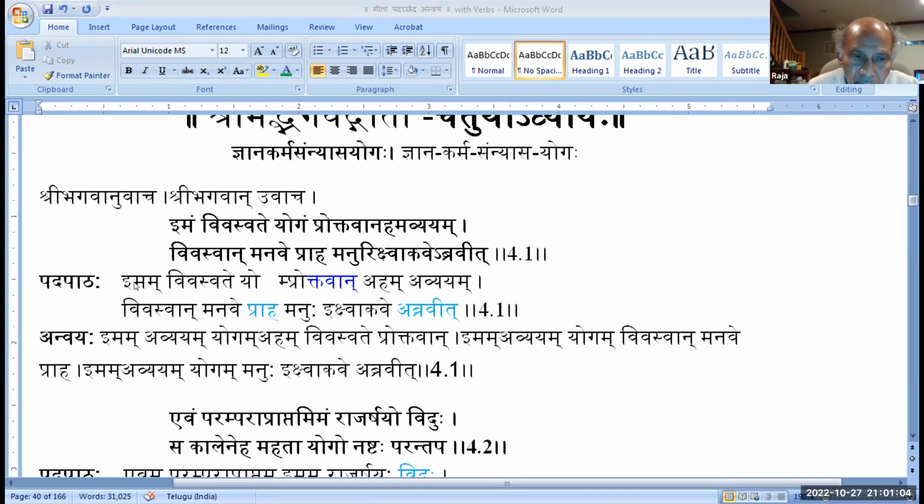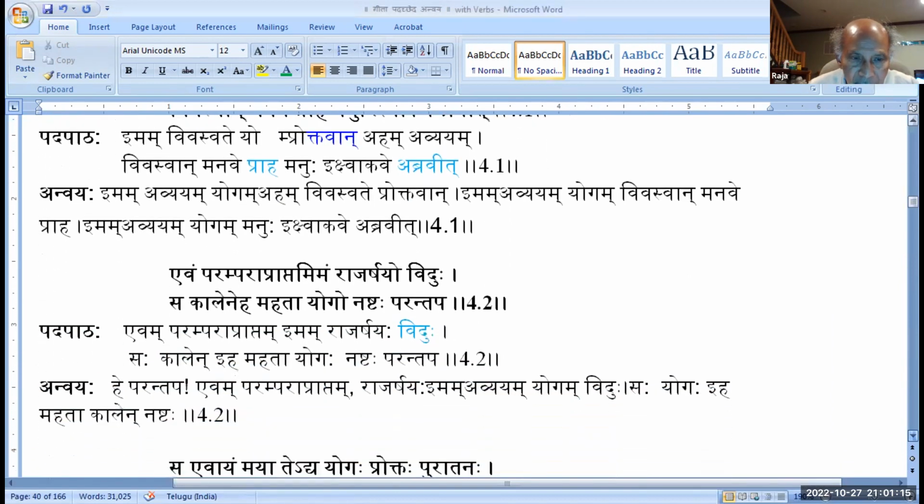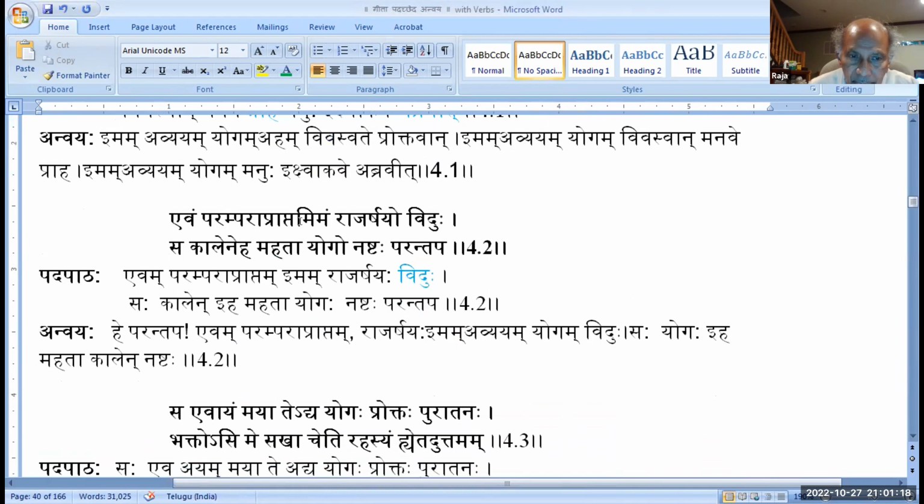Sa evayam maya imam vivasvate yogam proktavan aham avyayam. This yogam is what he is talking about. And in the second sloka also he says evam parampara praptam imam rajarshayo viduhu. This is rajarshayaha viduhu, and the visarga is preceded by short a and followed by a soft letter. But visarga sandhi is a different issue there.